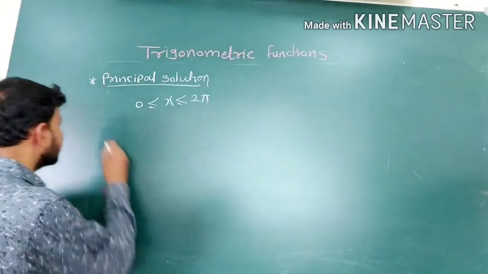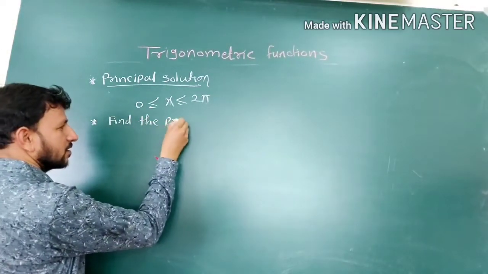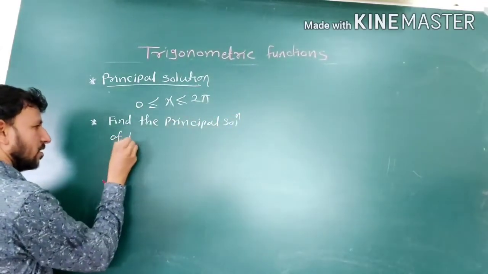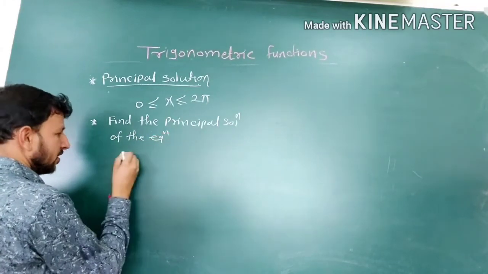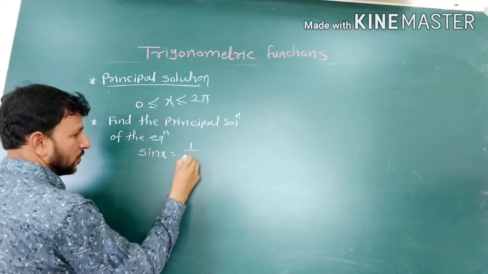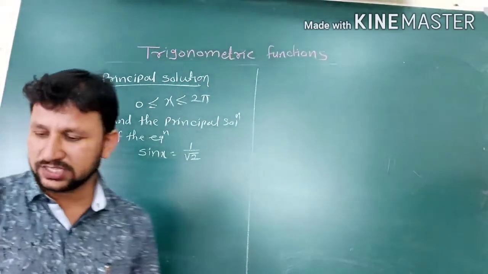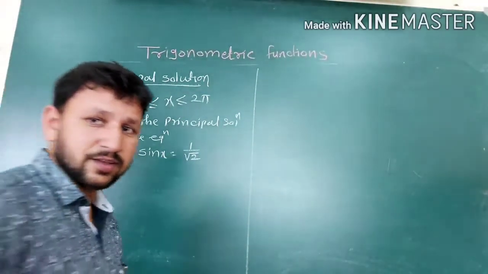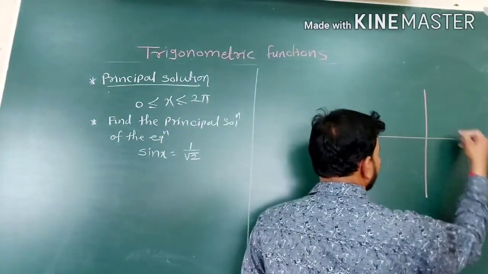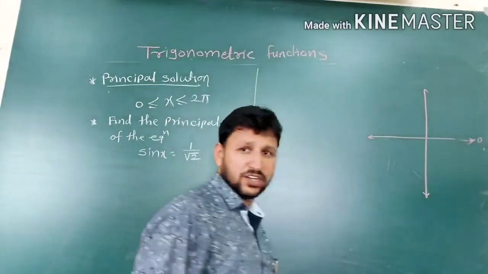See the example. Find the principal solutions of the equation given here. The value for the sine function of angle x is 1 upon root 2. Target is to find out the principal solutions. Before starting the solution, see diagrammatically, our solutions are in between 0 to 2 pi, that is in one complete rotation.